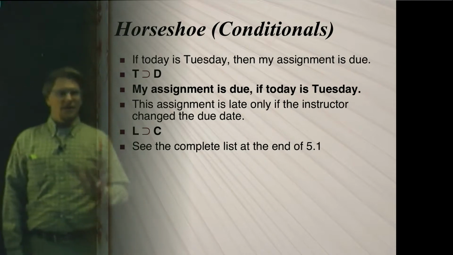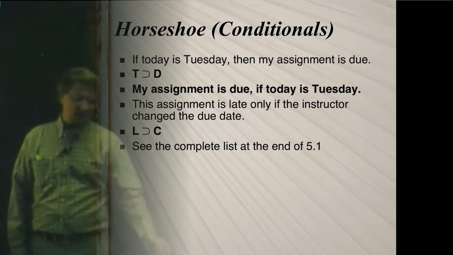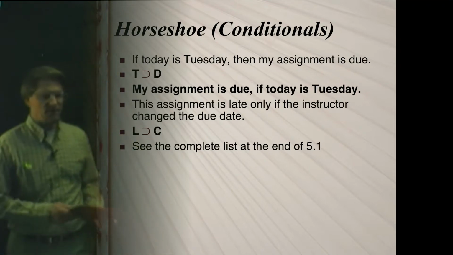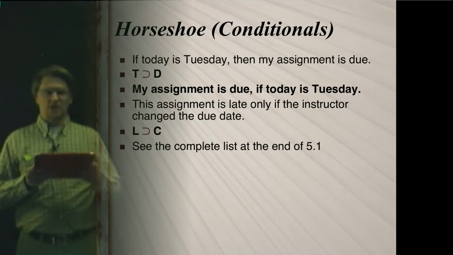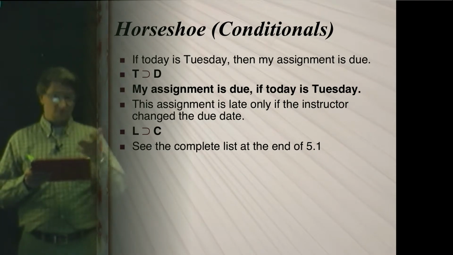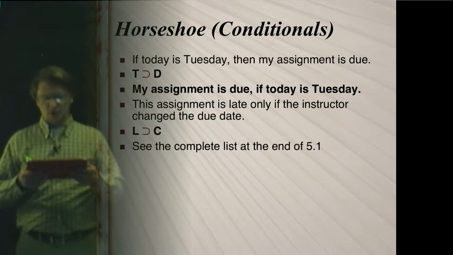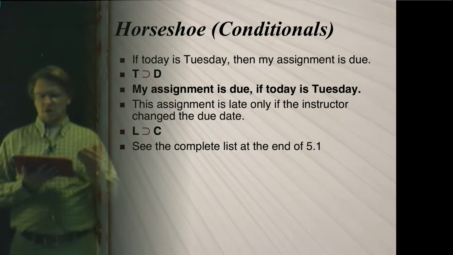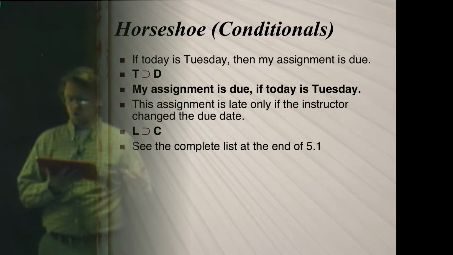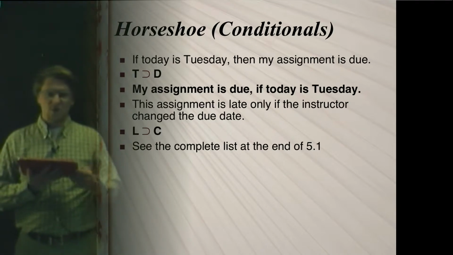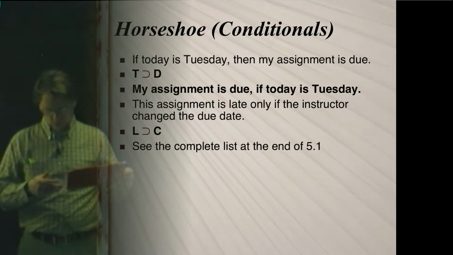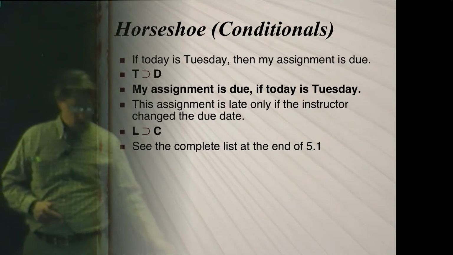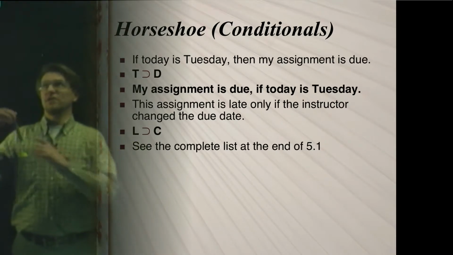All right, again, just to remind you, there is a complete list here at the end of 5.1. And so I'm just going to actually turn to that. I have the book here on my iPad. And so I'm looking at the end of 5.1. And we see here a very long list of words and phrases that the horseshoe is used to translate. So, for example, we see the word implies. Okay? Implies works just as only if does.